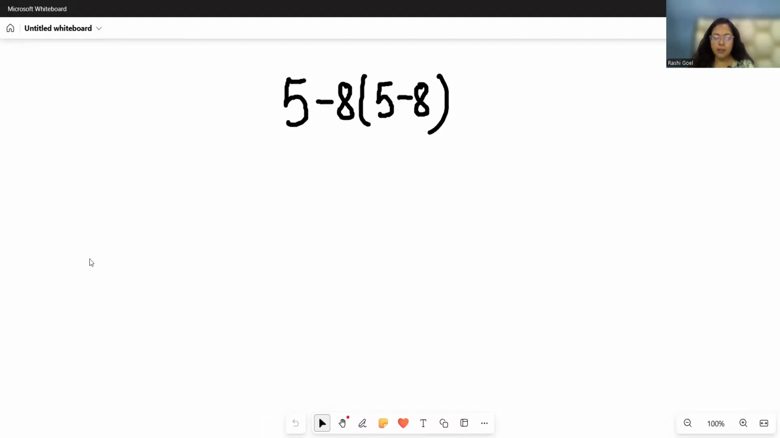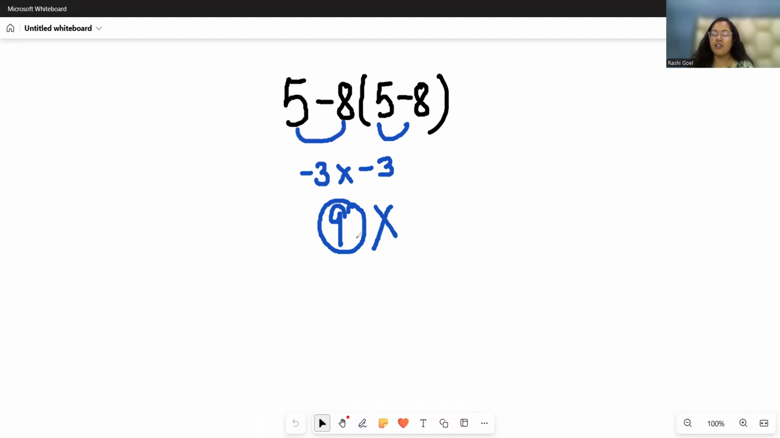This simple math mistake fools everyone. Yes, what's the mistake? 5 minus 8 is negative 3, and negative 3 times negative 3 is positive 9. People think that the answer is positive 9. Yes, which is a wrong answer. Yes, you heard it right.